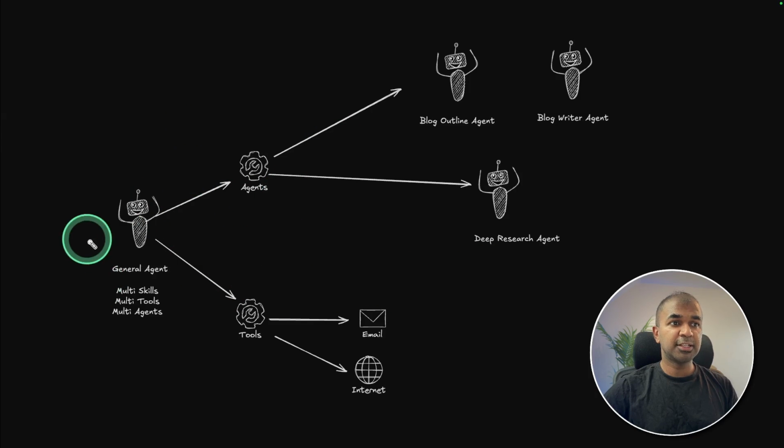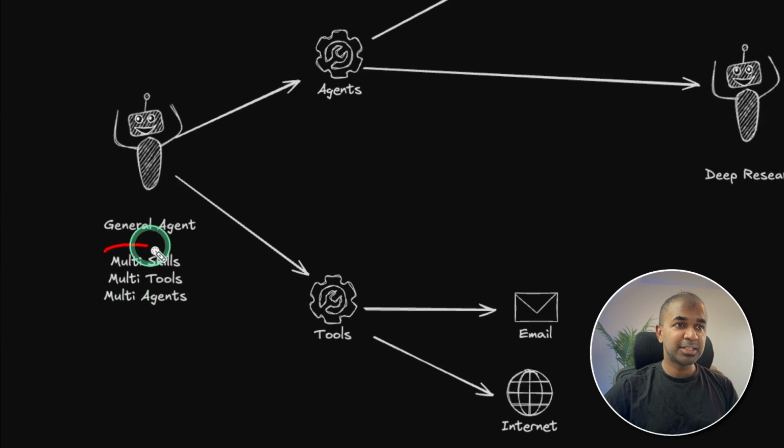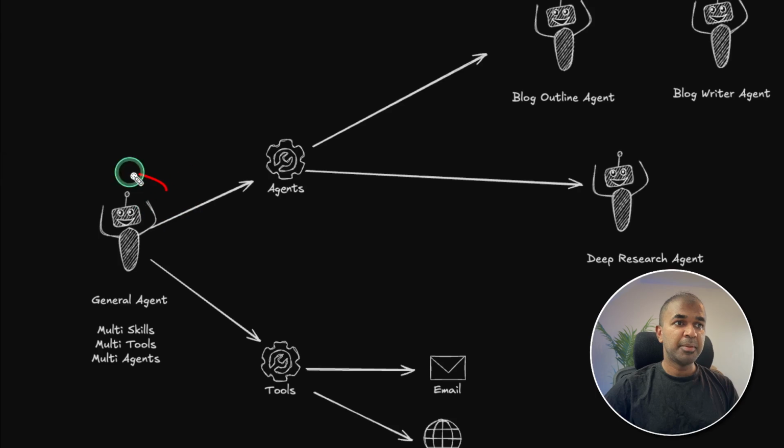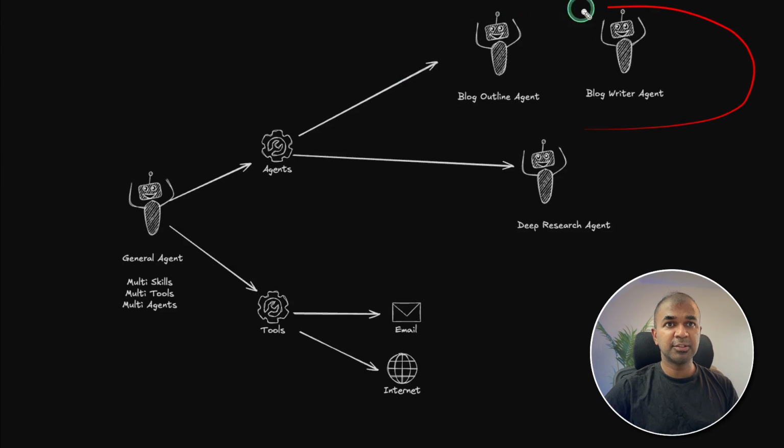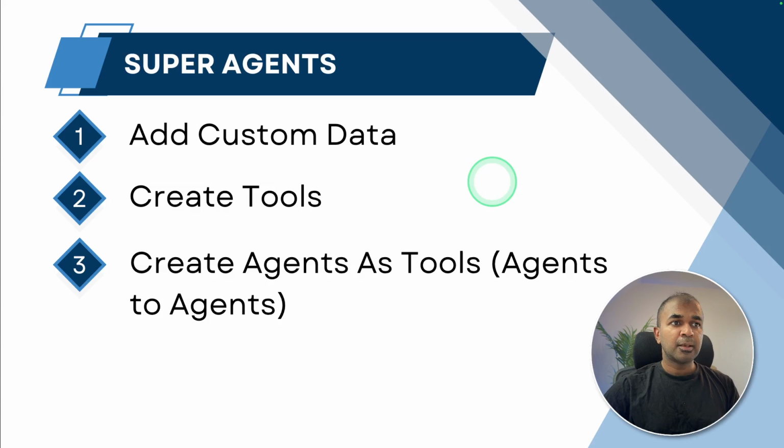So here is the overall architecture. We are going to build a super agent, or a general agent, with multi-skills, multi-tools, and multi-agents. The main agent will be in touch with other agents, such as the blog writer agent. This is like a pipeline. And we have another pipeline, the deep research agent. So we are going to connect this agent with these two types of agents called pipelines. We are also going to add tools to these agents, such as sending email, connecting to the internet, and much more. So next step, we are going to create an agent, then create tools and assign them to those agents.